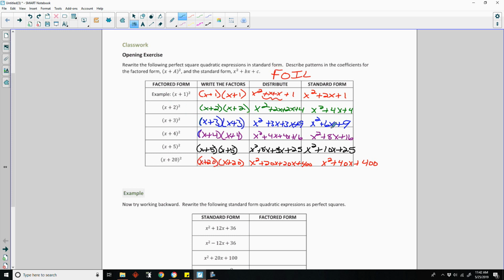But 3 times 2 is 6, 3 squared is 9. 4 times 2 is 8, 4 squared is 16. 5 times 2 is 10, 5 squared is 25. 20 times 2 is 40, 20 squared is 400. So all we're doing when we have perfect squares like this with a leading coefficient of 1 is doubling this number to get the middle term and squaring it to get the last term.